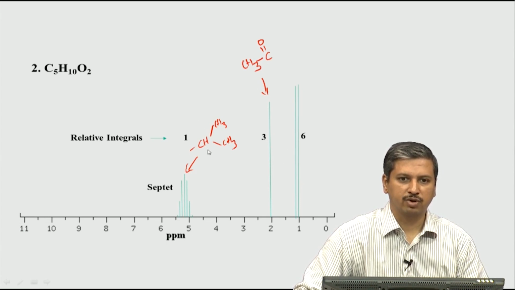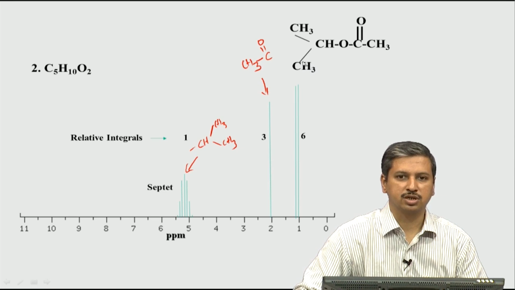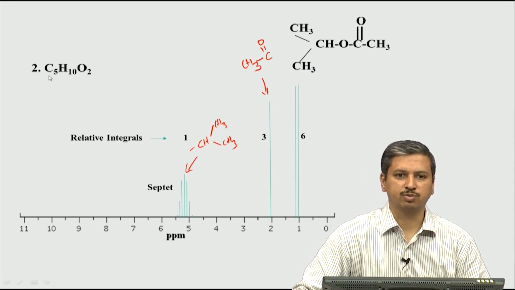Looking at one more thing, we can see that this hydrogen is now coming at 5 ppm, which means there is probably an oxygen here. Only if there is an oxygen here can this hydrogen become so much downfield. So, there is an oxygen here and there is a carbonyl here. If you add these together, this is the structure of the compound which corresponds to this formula.